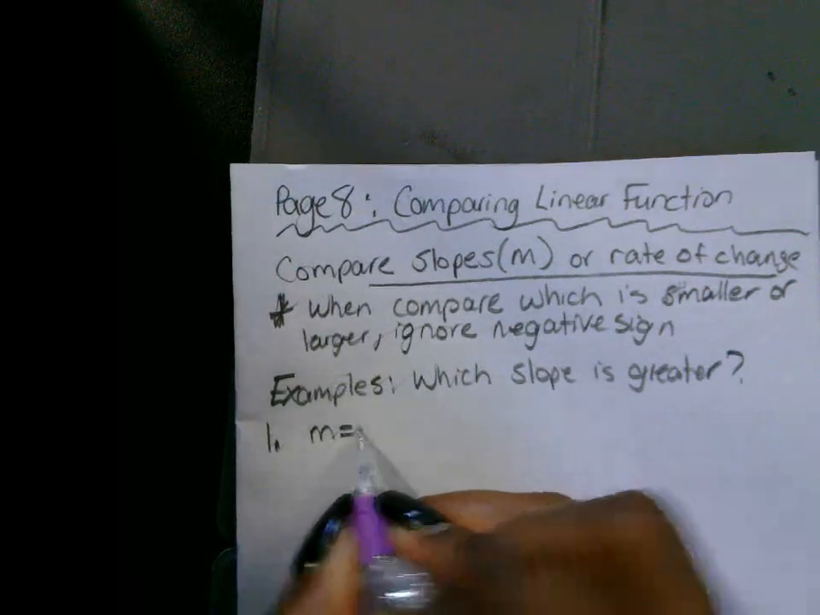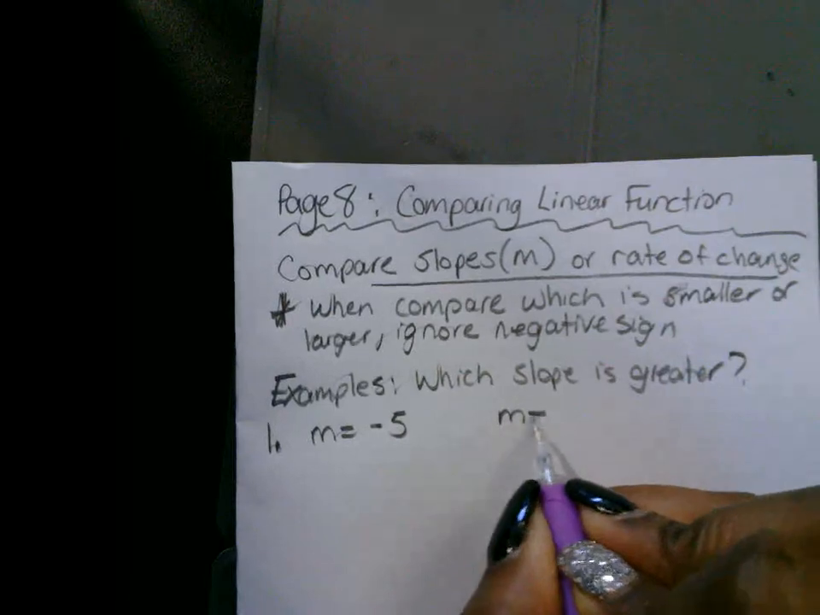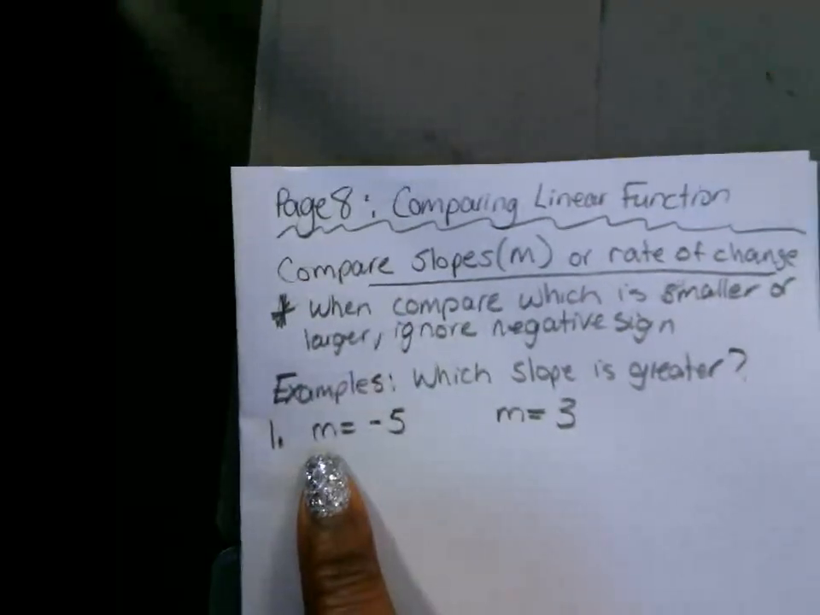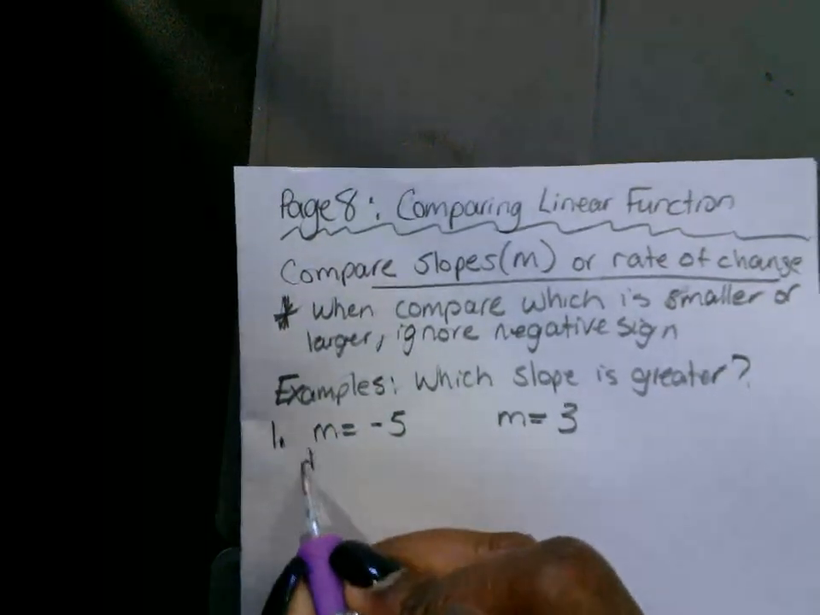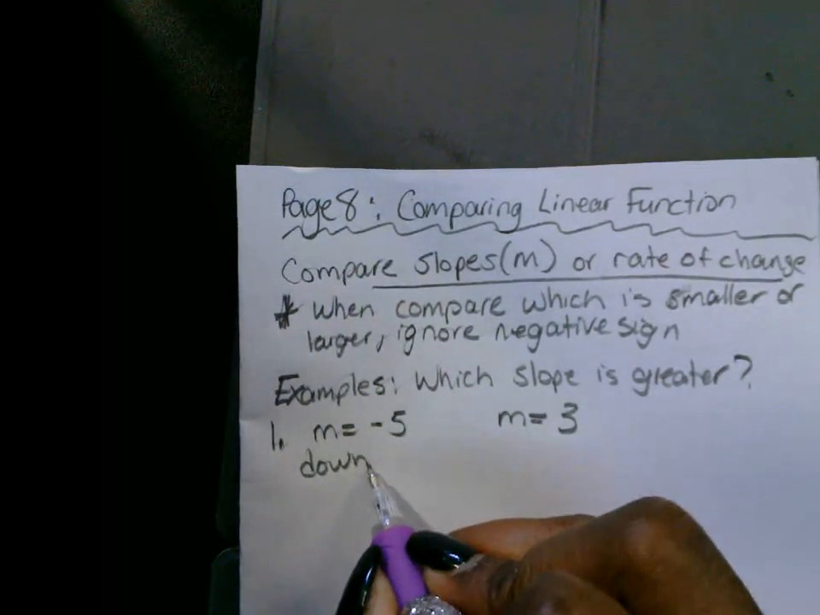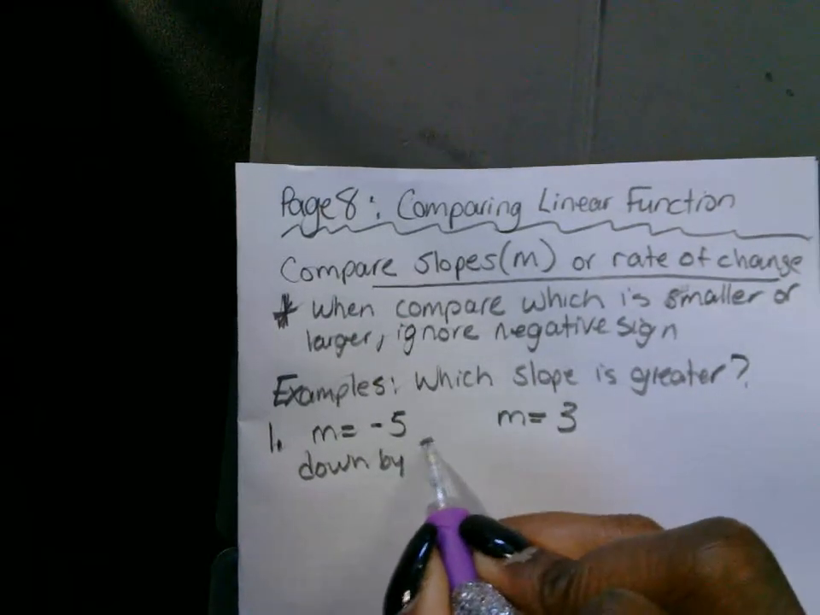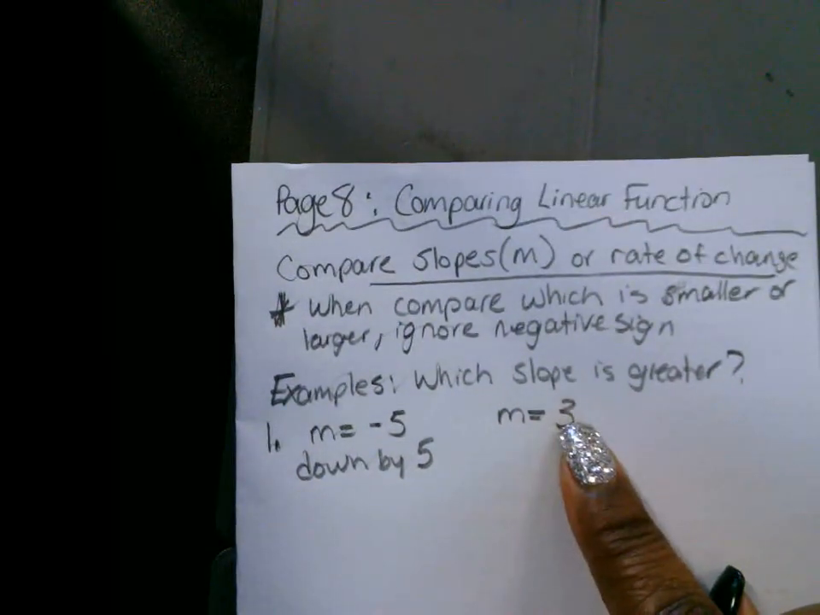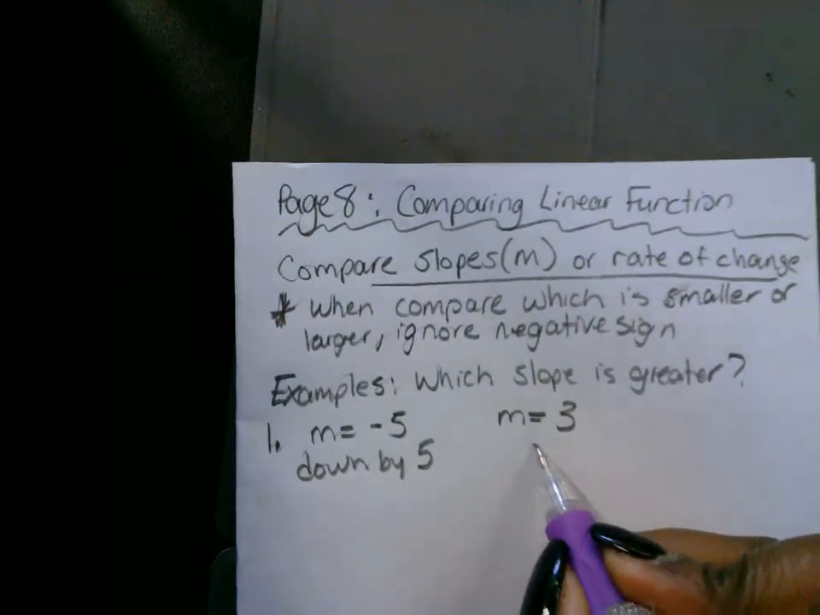If m, or the slope in one of the functions, is -5 and m in the other function is +3, we're going to write what this means first. The first one means that whatever that function is, it's going down by 5. I'm going to put it in layman's terms, very simple language. Since the other is a positive number, this function is going up by 3, since it's +3.